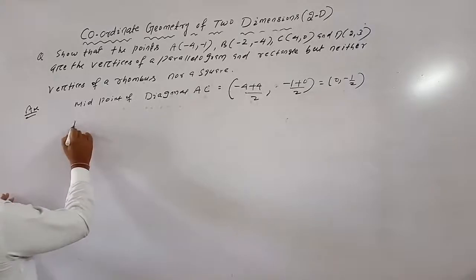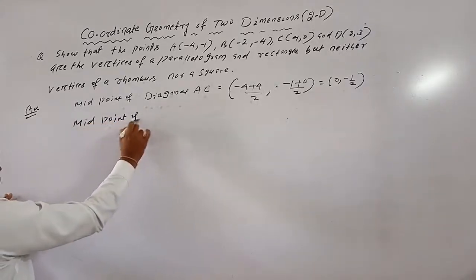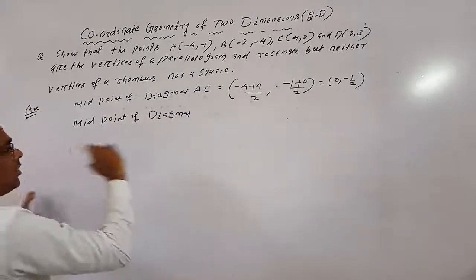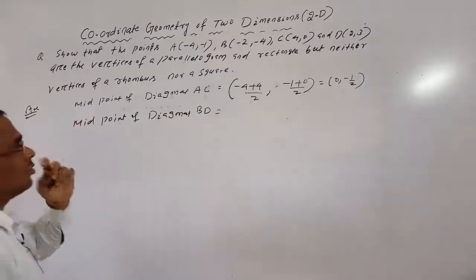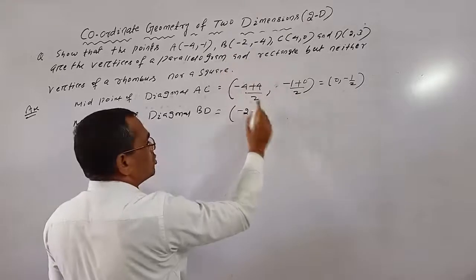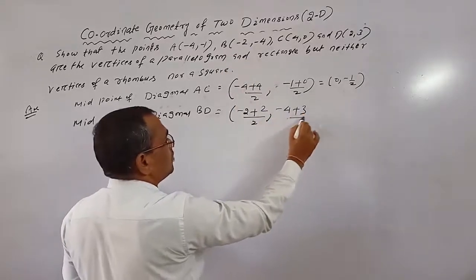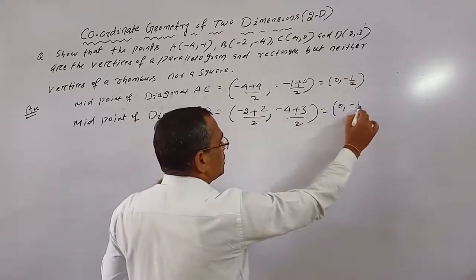Next, midpoint of a diagonal BD or DB equal to -2 plus 2 by 2, comma -4 plus 3 by 2. Okay. And which is equal to 0 comma minus 1 by 2.